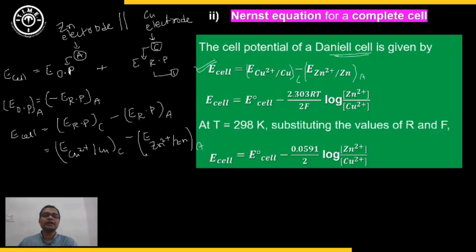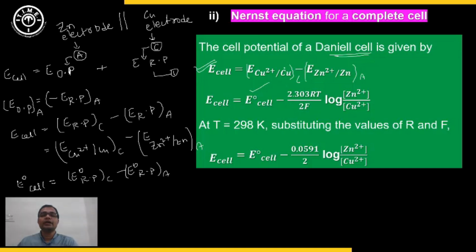Here, how to calculate E naught cell? E naught cell value is also the same. E naught cell is equal to the standard reduction potential of cathode minus the standard reduction potential of anode you have to take. Then that E naught value you substitute over here. Minus 2.303 RT divided by 2F.